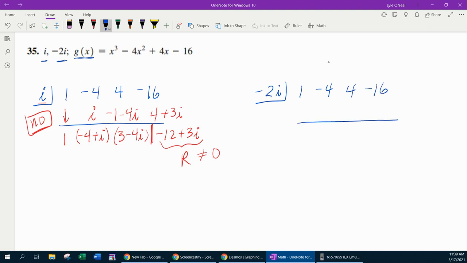And the 1 comes down. That's my favorite part. That's the easy step. And then multiply. 1 times anything is itself, so that's a -2i. And then to add -4 minus 2i, you're just going to write it as -4 minus 2i.